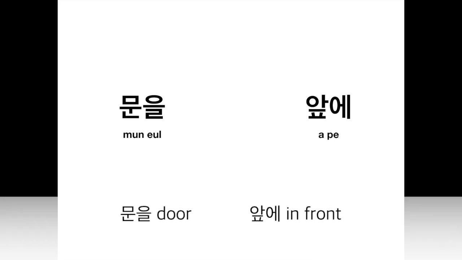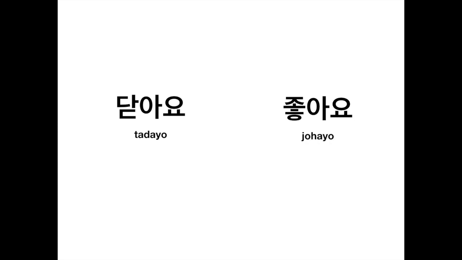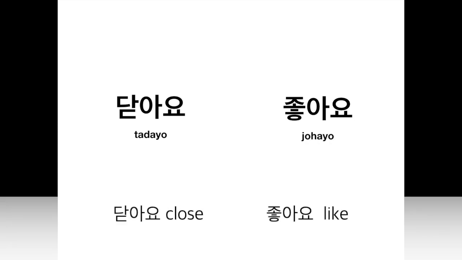Next, munil. Next one, correct: ape. So, mun is door, and ap means front. Correct: padayo or dadayo. Juwayo. Dadayo means close, sarado, and juwayo means like.